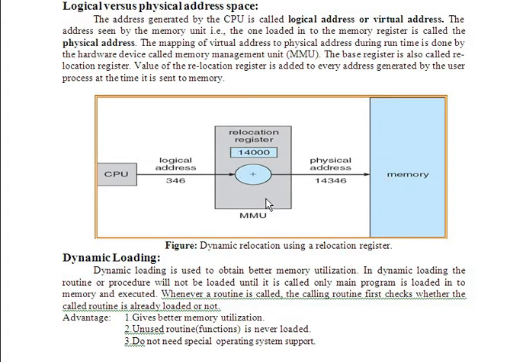This is achieved through the memory management unit, wherein a base register will be there. The relocation register address and the logical address combined together become the physical address. For example, 346 is a logical address and 14,000 is the relocation register. 14,000 plus 346, that is 14,346, is the physical address of the memory. I hope it is clear what logical versus physical address space is.